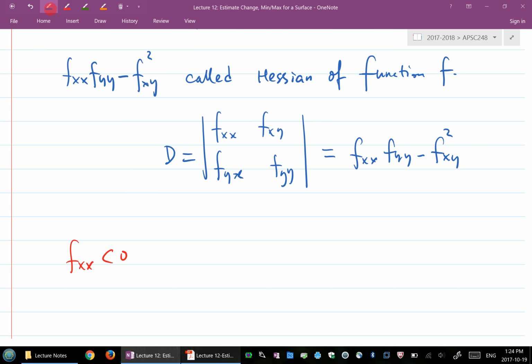Right, arc down, right? Arc down here. So this sign here, this f_xx value at (a, b), the sign determines how that curve will go, whether it's going to be concave up or concave down. Does that make sense?